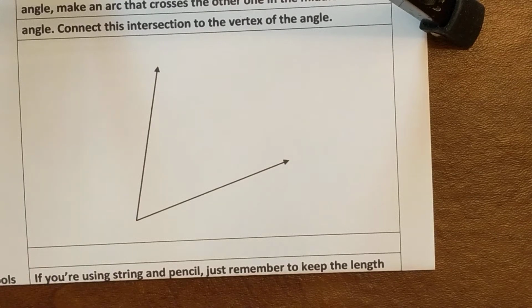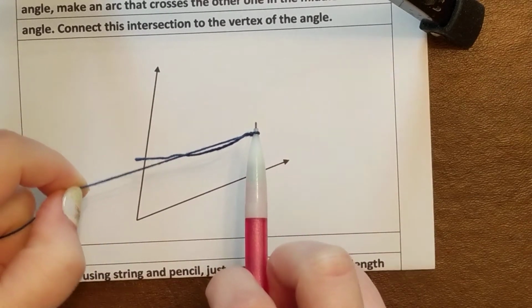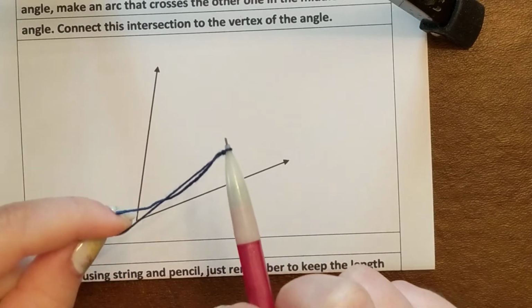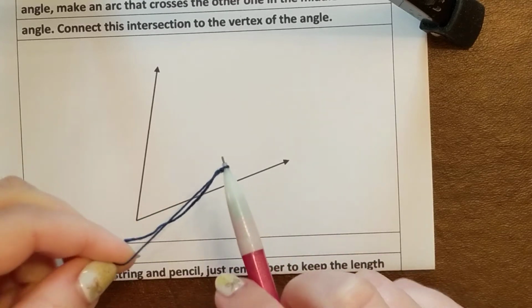This is how to construct an angle bisector using a pencil and string. Again, this won't be our best way to do this, as the string and the pencil are not the most exact methods of doing this, but we will try our best.